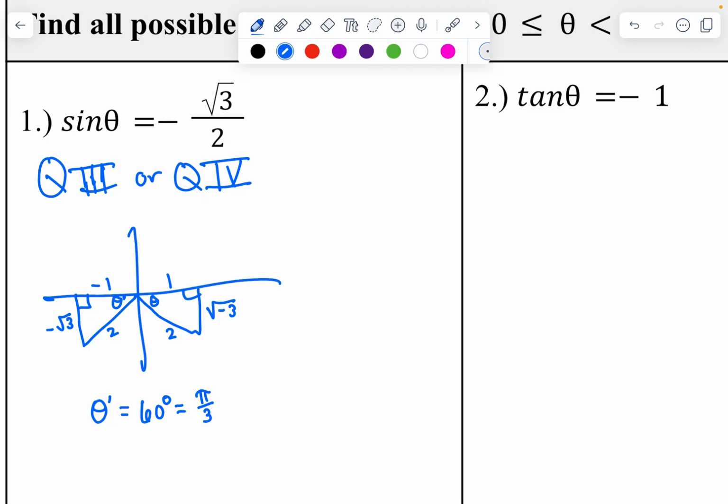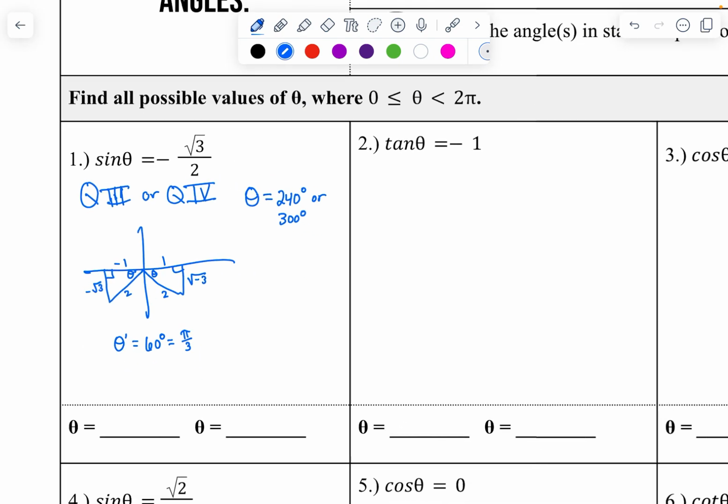So to be in quadrant 3, we'd have to go beyond the 180. So 180 plus 60 degrees would be 240 degrees. Or if we're in quadrant 4, 360 minus the 60 degrees will give us 300 degrees.